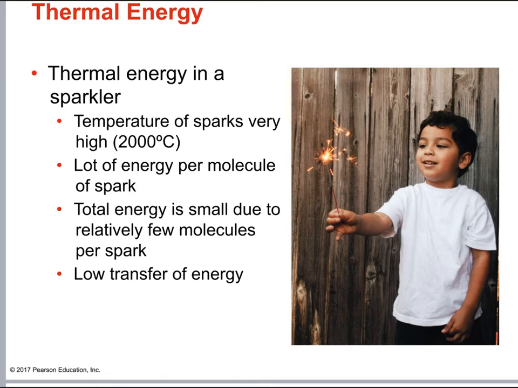Why is that? Well, in each of the sparks of the sparkler, there is a lot of energy per molecule. But the total energy in the whole sparkler is very small because each little spark only contains a few molecules. And so while the energy of those particular molecules is very, very high, hot enough to burn bright, the sparkler itself is not that hot because only a few molecules are that hot at a time. And so the energy is relatively low, even though the temperature can be quite high.